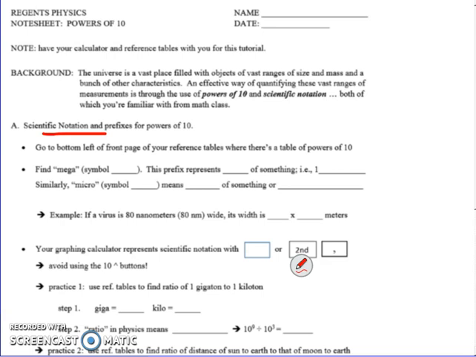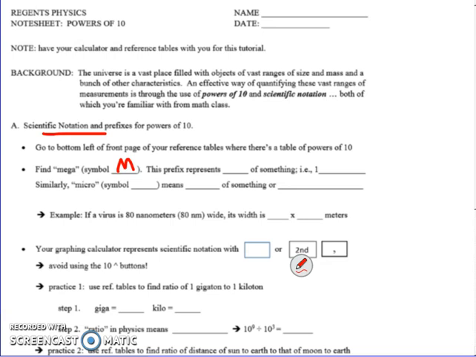So if you go to the bottom left-hand page of your reference tables, you will see a table that has prefixes from tera to pico. Okay, so let's just go through it, make sure you understand. And if you have questions, you can come into class and ask. All right, so it says find a mega symbol. So that's for mega. Mega's symbol, capital M.